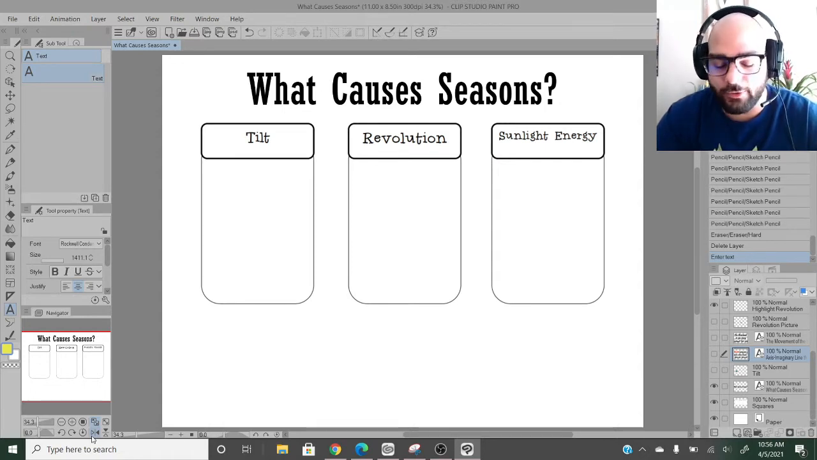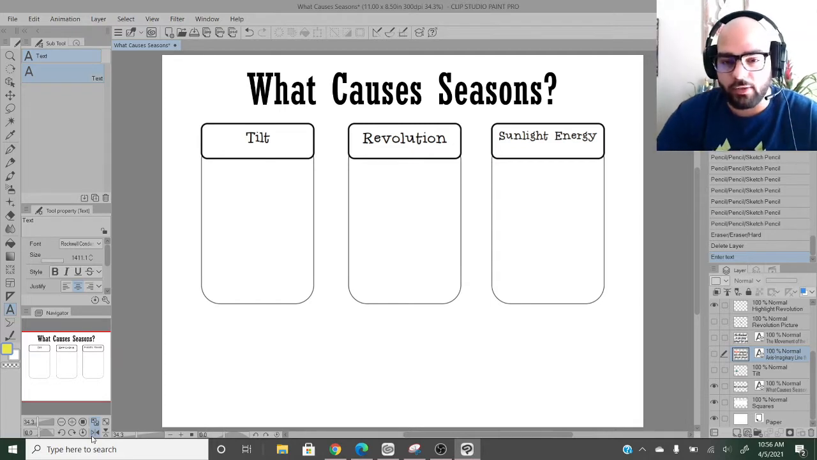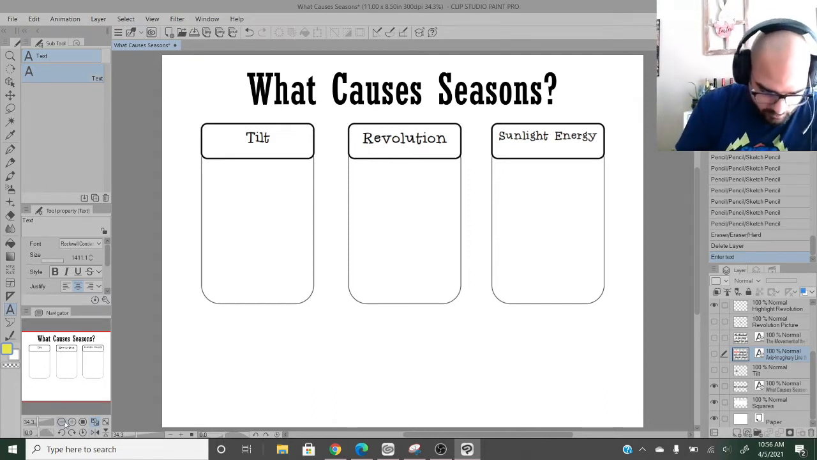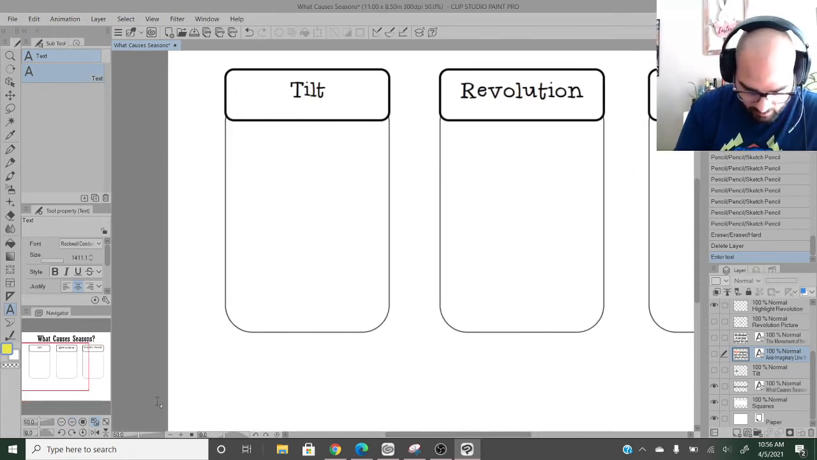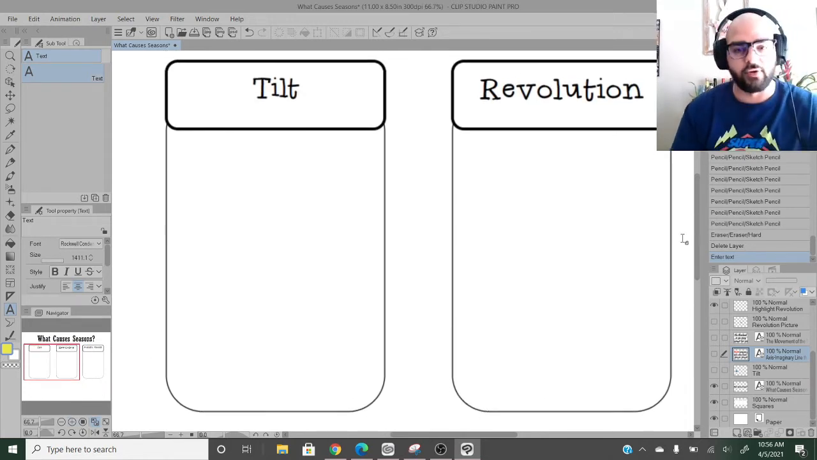All right, guys. So we're going to talk a little bit about what causes seasons, and there are three factors that play a role in the changing of the seasons. So we've got tilt, revolution, and sunlight energy. So let's talk about all three of these things separately, and then we'll put it all together at the end. Okay. So let's start off, and I'm going to zoom in here a little bit, and we're going to be looking specifically at this tilt box of our graphic organizer.